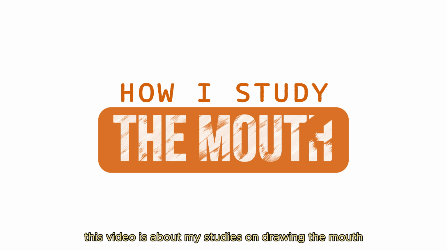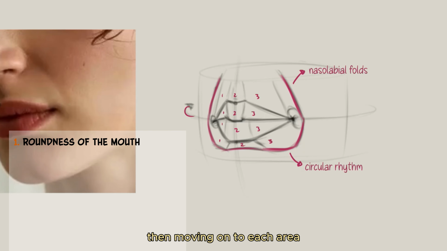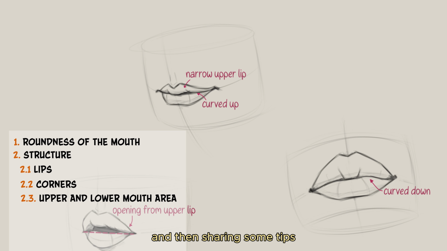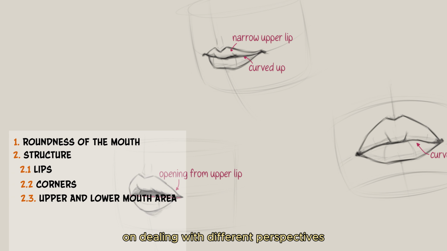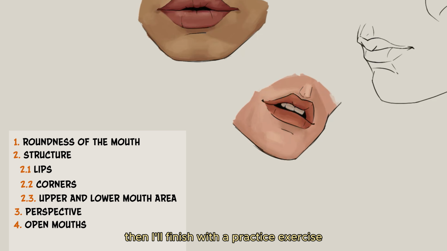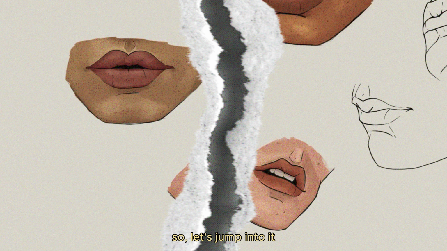This video is about my studies on drawing the mouth. Starting with its round structure, then moving on to each area. Lips, corners, upper and bottom planes that together form the mouth. And then sharing some tips on dealing with different perspectives and taking a quick look on how to draw open mouths. Then I'll finish with a practice exercise. That's the plan, so let's jump into it.